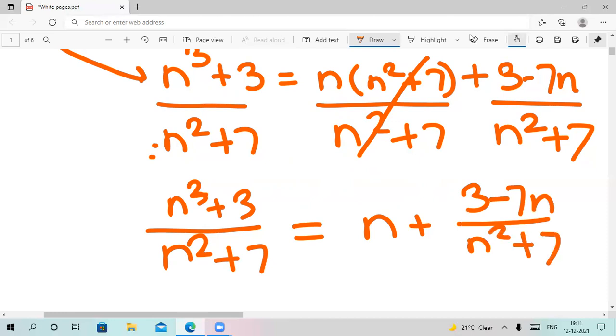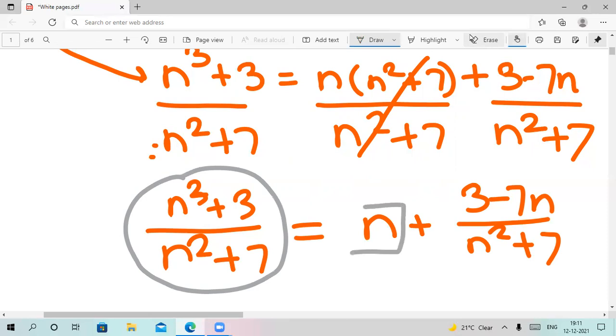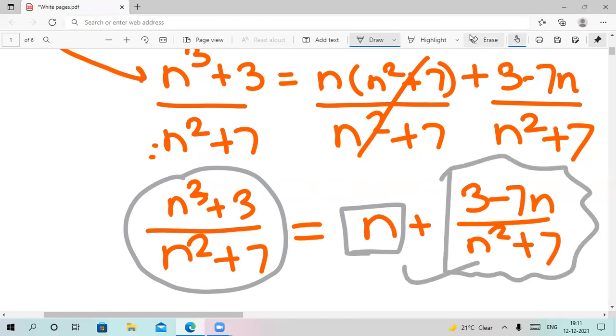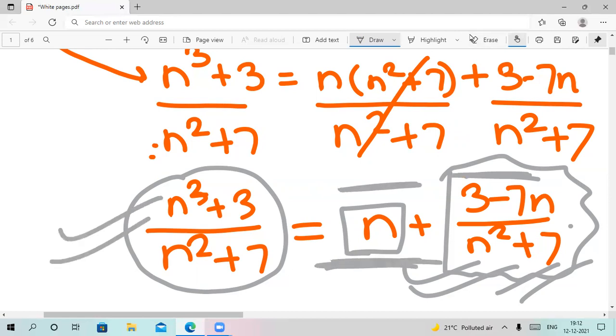We need to solve for all those integral values of n for which this expression is an integer. We know that n is also an integer, so our main challenge is now to find all those integral values of n for which this expression is an integer. Because if this is proved to be an integer, the addition will always be an integer, which will satisfy our original question of n cube plus 3 divided by n square plus 7 being an integer.